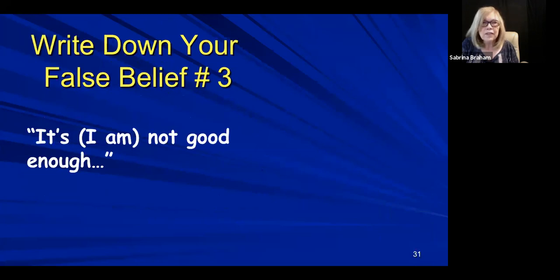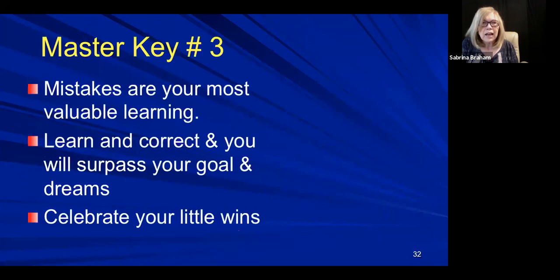So that's false belief number 3. So if you have the belief that you're not good enough, one of the things that is so important to remember is that mistakes are your most valuable way of learning.